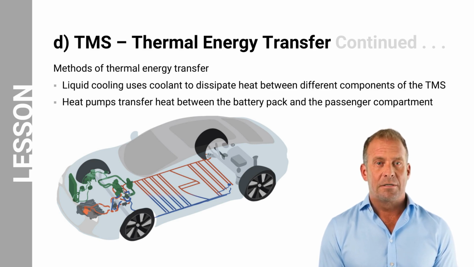Heat pumps, as depicted by the red lines in the diagram, work by reversing the natural flow of heat. They can take heat from the cooler outside air and transfer it to the warm air inside the passenger compartment, or they can take heat from the warm battery pack and transfer it to the outside air. Heat pumps are more efficient than liquid cooling, but are also more expensive.